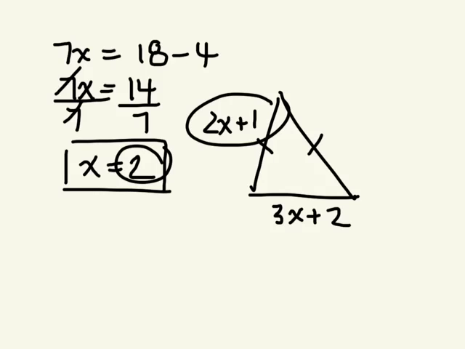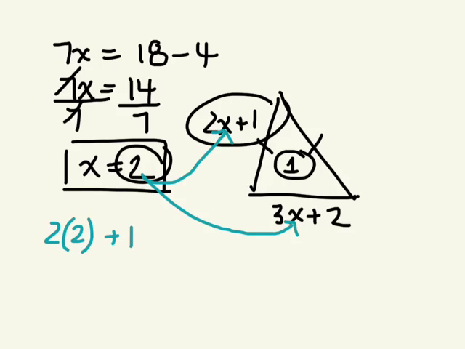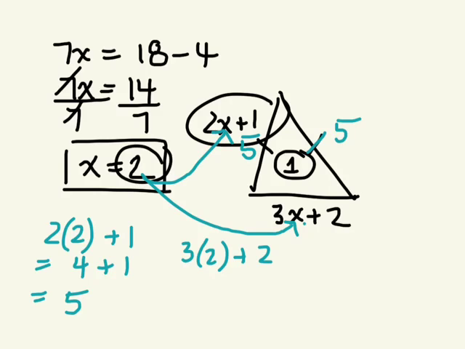How would I find that? So if x is 2, I'm going to plug in 2 where I see my x. 2 times 2 plus 1 is 4 plus 1, which is 5. So this side length is 5 units, which means this side length is 5 units. And then here we have x is 2. 3 times 2, 6 plus 2 is 8. So this side length is 8.